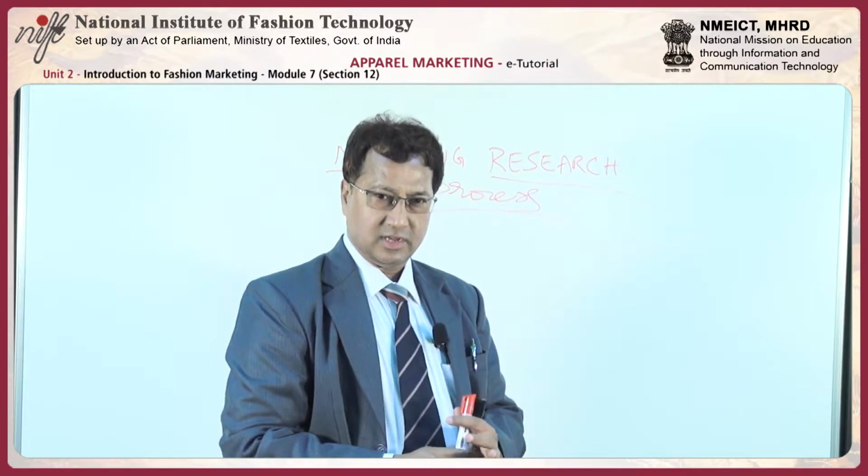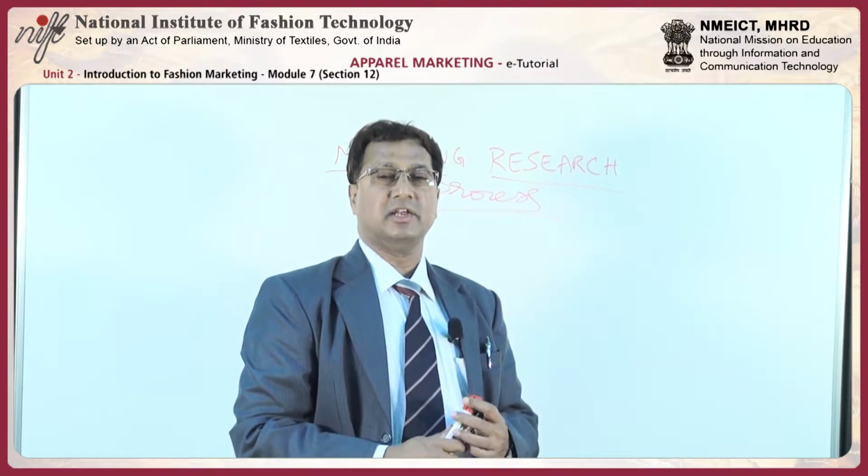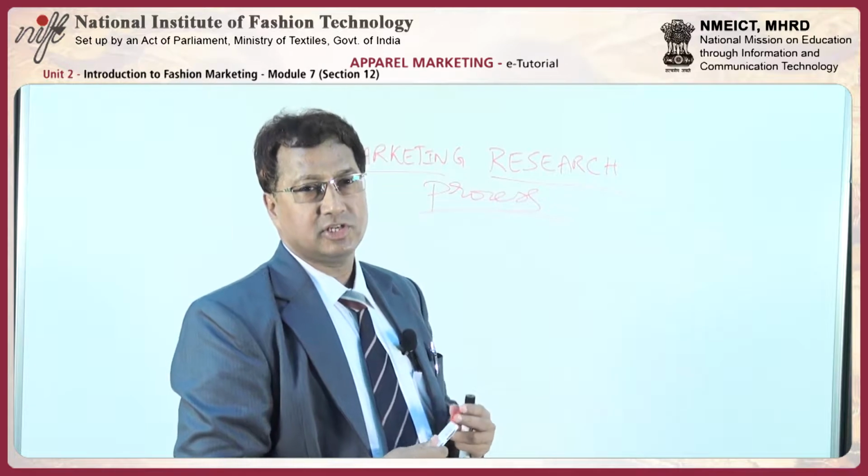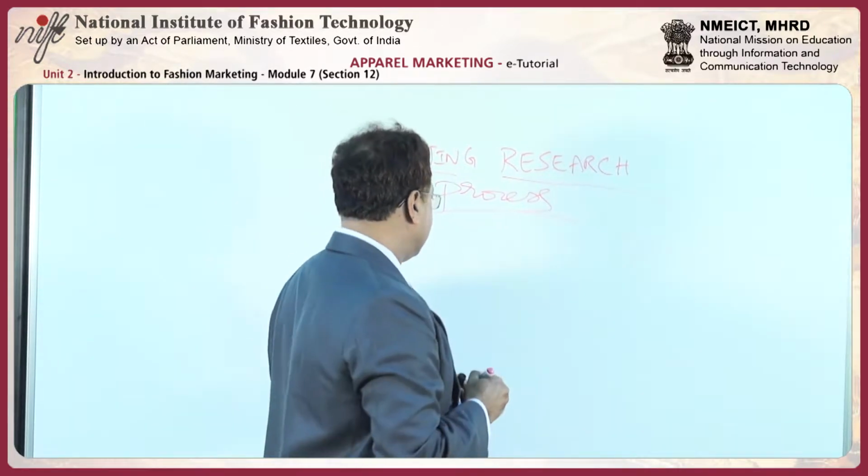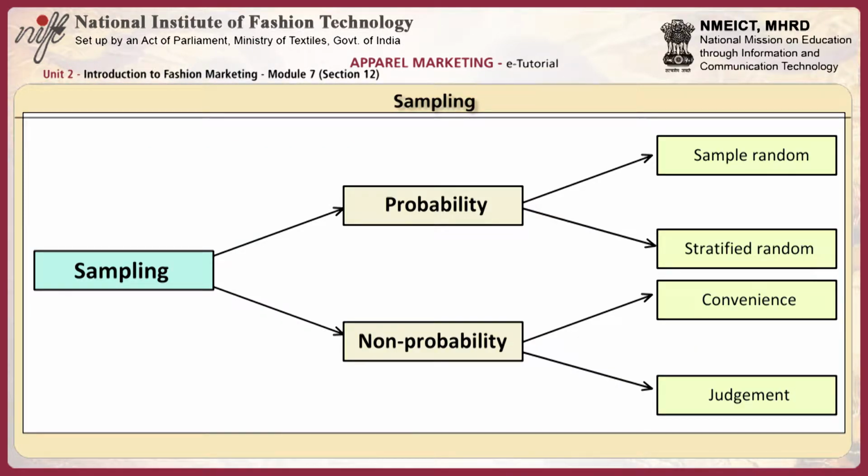The next stage in the designing is looking at the sampling process or the sampling procedure. Broadly, after identifying the sample size, the method is to look at two ways of sampling. One is called the probability sampling.